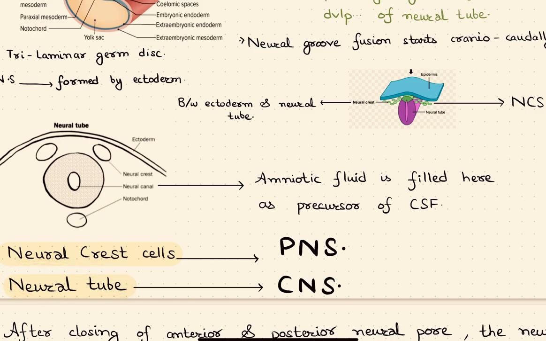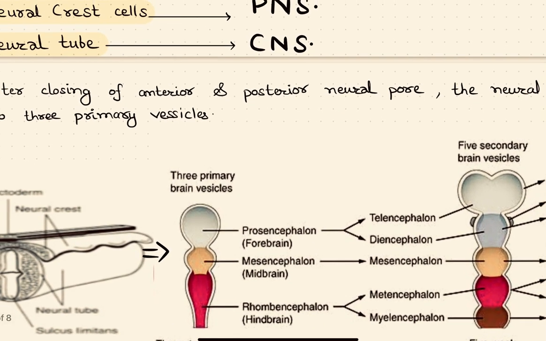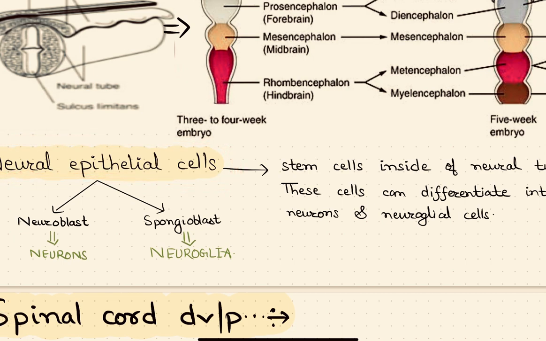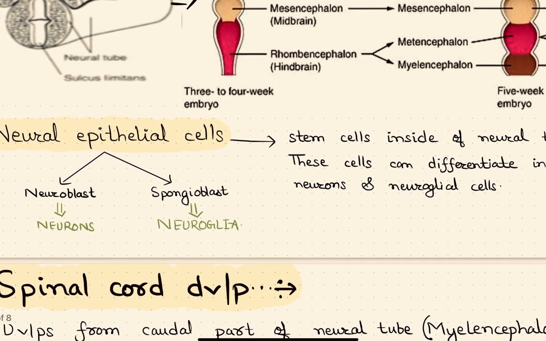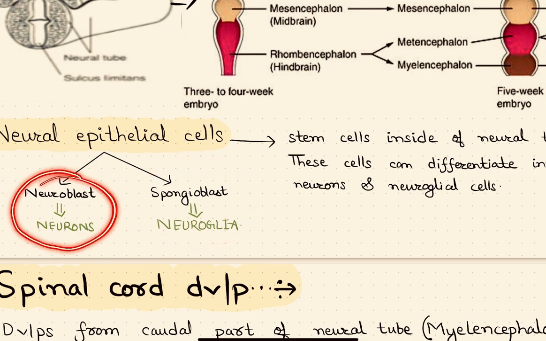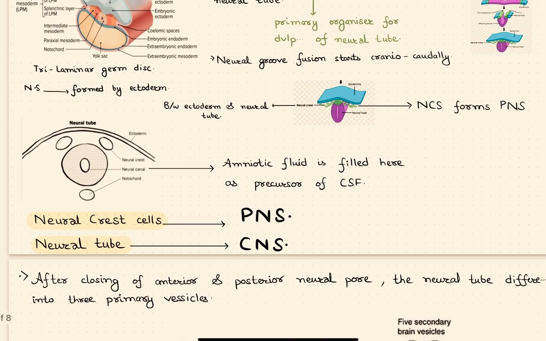Now how are the brain and spinal cord formed by the neural tube? The neural tube has certain epithelial cells, known as neural epithelial cells. These are nothing but stem cells which can form any type of cell. These cells differentiate into neurons and neuroglia. Neural epithelial cells in the neural tube differentiate into neuroblasts and spongioblasts. Neuroblasts form the neurons, and spongioblasts form the neuroglia, which are the supporting cells. These are formed by the neuroepithelial cells, the stem cells.